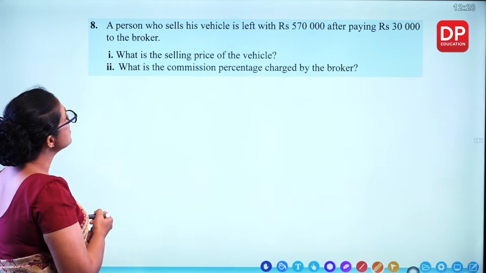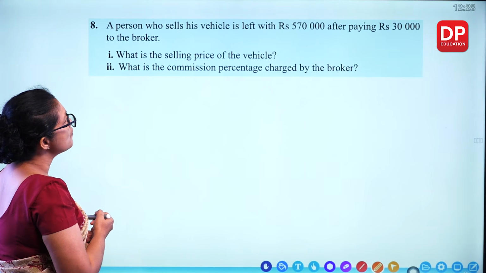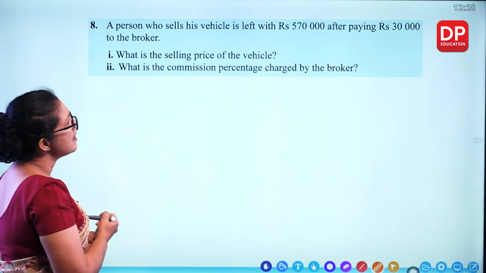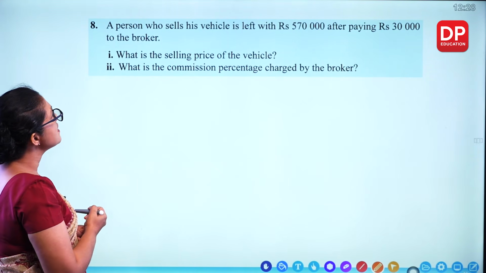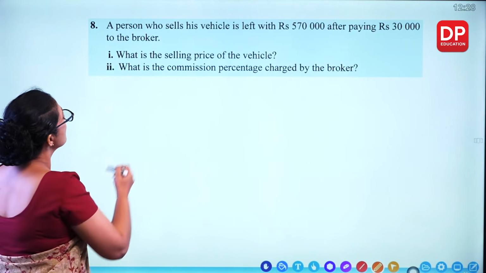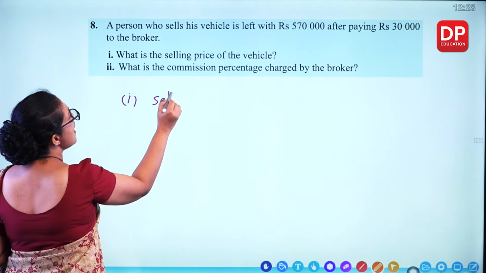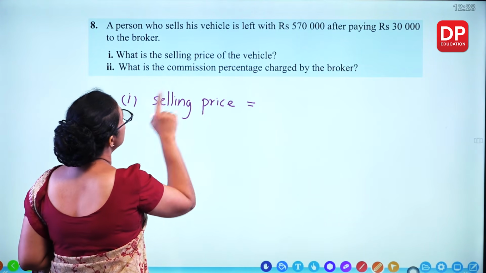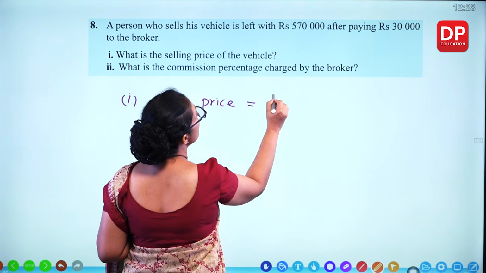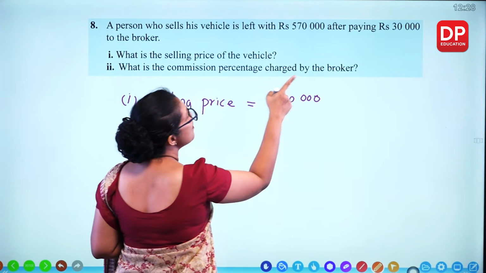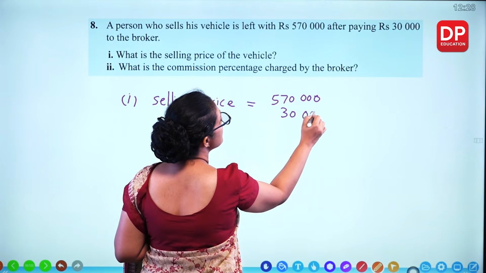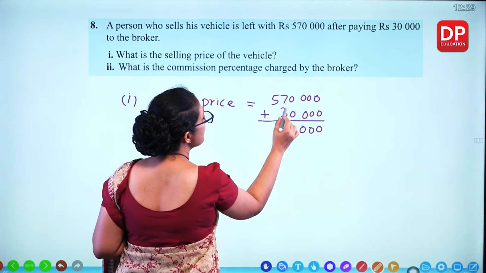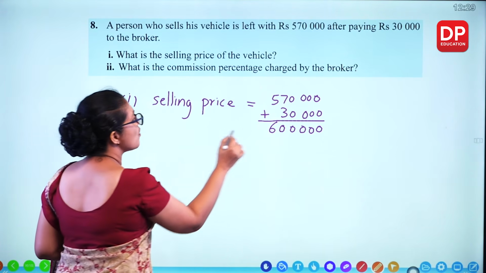Question number 8. A person who sells his vehicle is left with 570,000 after paying 30,000 to the broker. What is the selling price of the vehicle? So selling price is the addition of these two. Selling price is the amount left, that's 570,000, and the broker's commission is 30,000. So when you add it together, that's the selling price, 600,000 rupees.